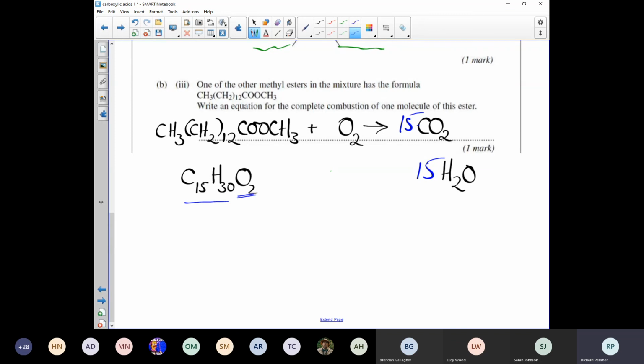That means we've got 30, we've got 45 oxygens, and we've accounted for 2 of them already. So we need 43 oxygens from the O2, so that needs to be 21.5 or 43 over 2. Glad I got the balanced equation wrong.